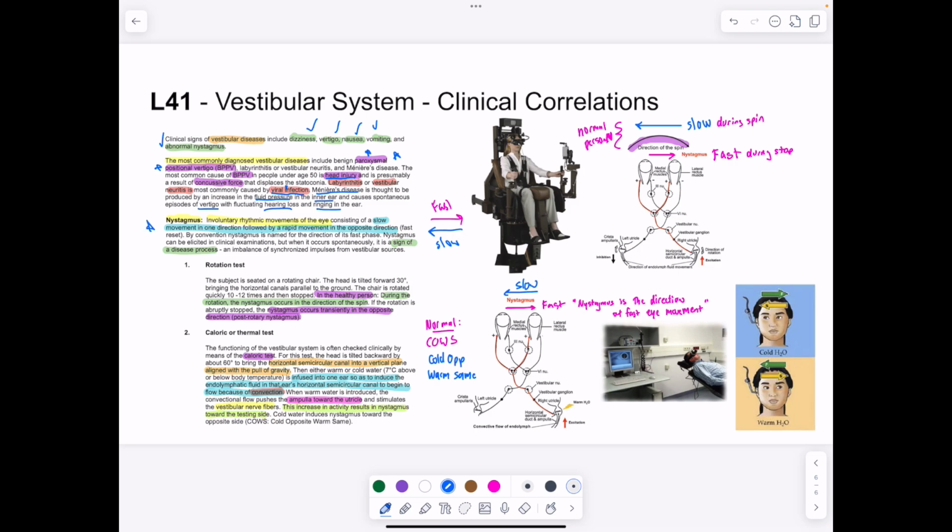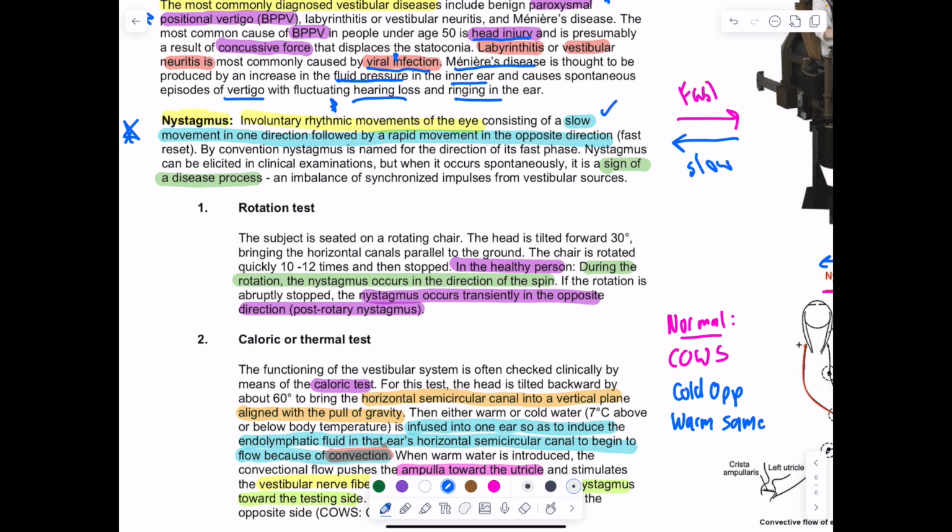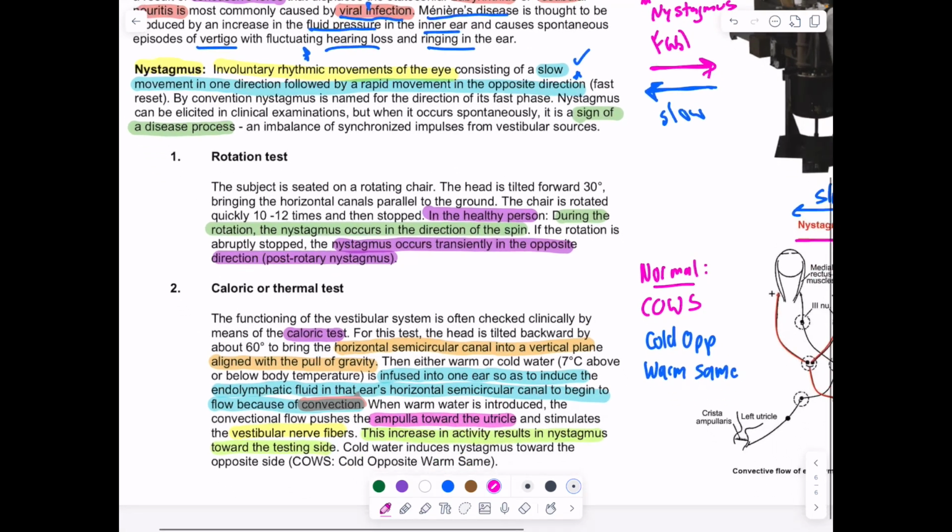And then this is the big one, nystagmus: involuntary rhythmic eye movements consisting of a slow movement in one direction followed by a rapid movement in the opposite direction. So with involuntary eye movement, you have a slow direction, and then you have a fast direction, and the fast direction is called the nystagmus direction. So you can use this idea of nystagmus to determine if somebody has something wrong with the vestibular innervation. And there are two clinical tests.